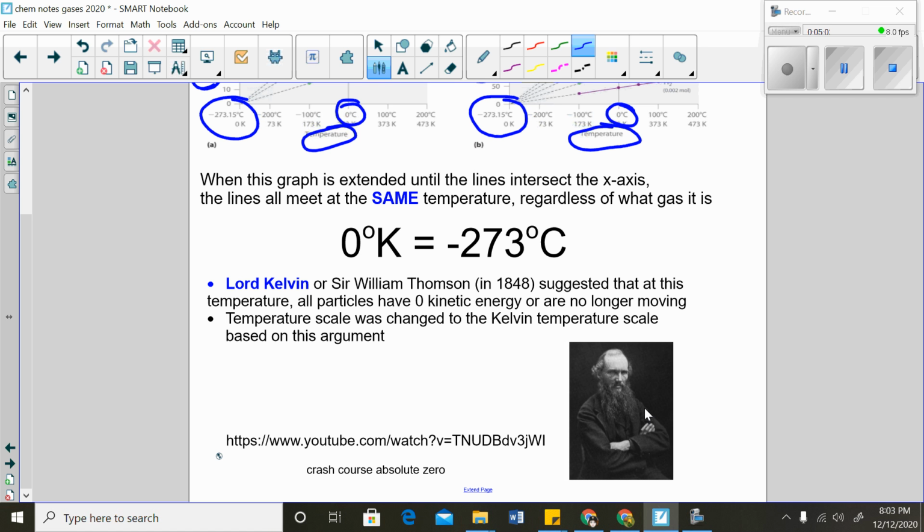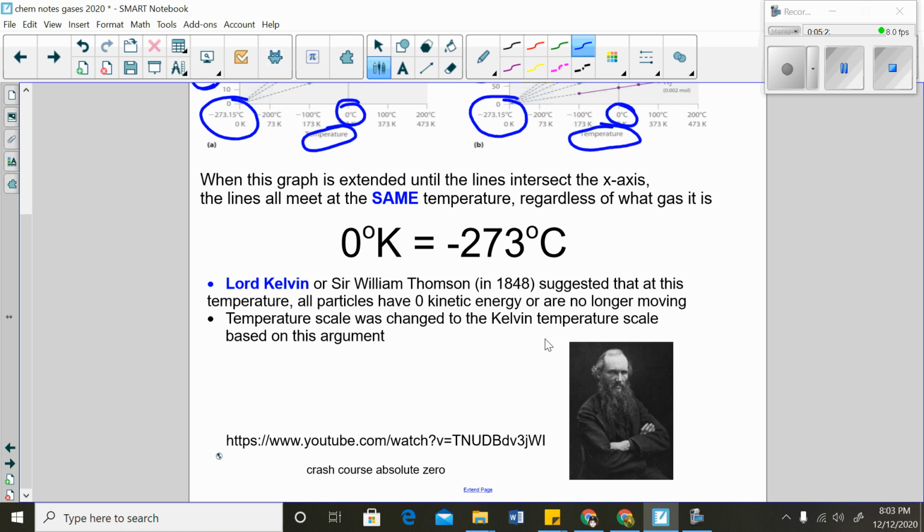Well, it's for Lord Kelvin, or Sir William Thomson, who's in this image right here. In 1848, he suggested that at this temperature, all particles have zero kinetic energy, or are no longer moving. The temperature scale was changed to the Kelvin temperature scale based on this argument.